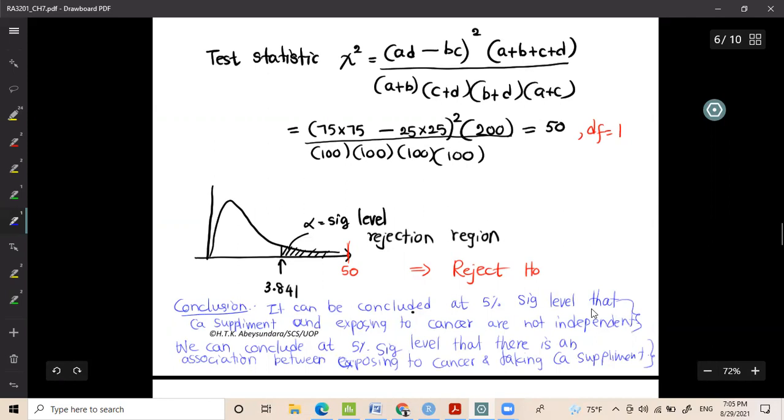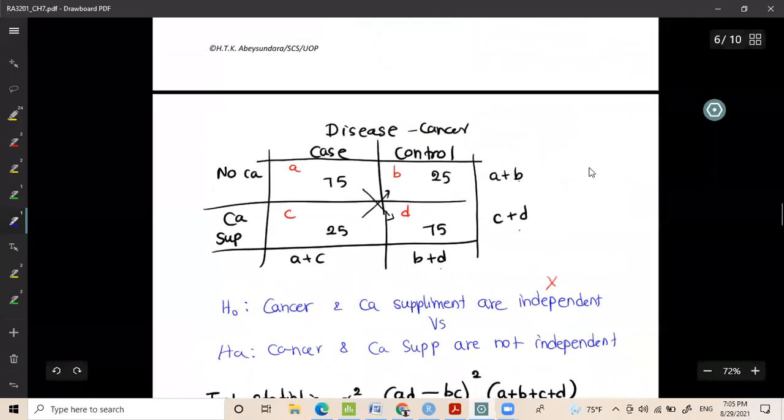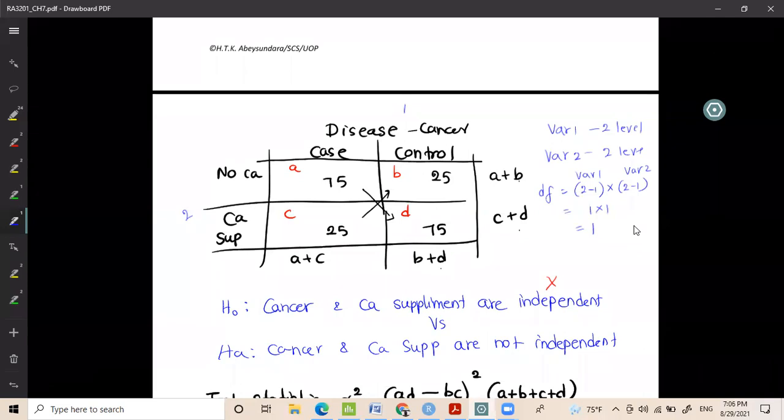Right. So I'll explain how to get the chi-square value from the table again. In this example, for our two variables, variable 1 is this cancer disease, and variable 2 is the calcium or no calcium. Variable 1 has 2 levels, variable 2 also has 2 levels. So our degrees of freedom will be the number of levels minus 1 times number of levels minus 1 for variable 1, variable 2. In this case, it will be 1 times 1, which is 1. So our degrees of freedom is 1 if you have a 2 by 2 table.